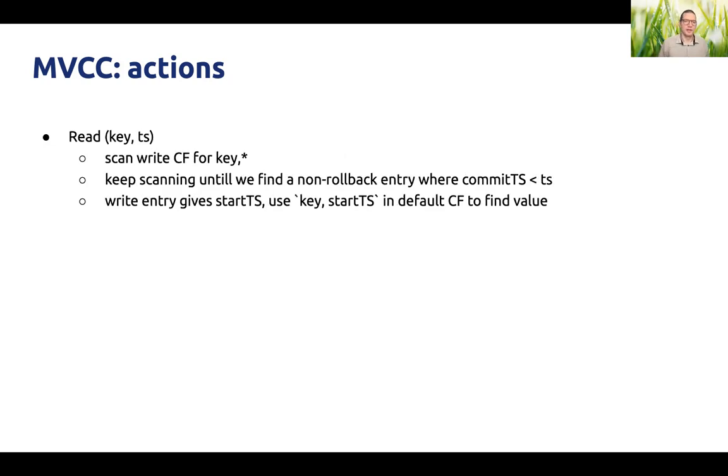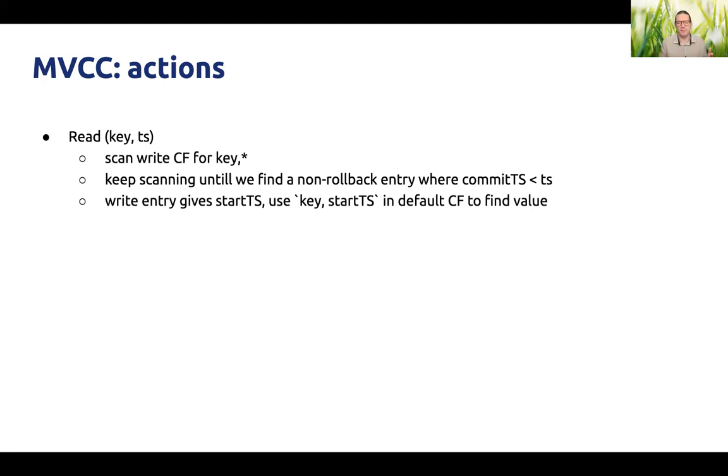Okay, so that's kind of like writing to TiKV. How do we read something? Well, we start off by looking at the write column family. So we want to read a particular user key, and we know we want to read at a given timestamp. So first of all, we just look for that key at any timestamp, and assuming we find that, then we scan through the various keys that are available for that user key to find the most recent non-rollback entry where the commit timestamp is older than the timestamp at which we're trying to read.